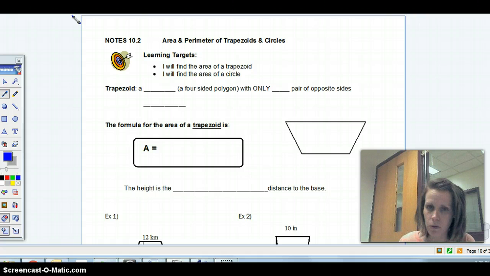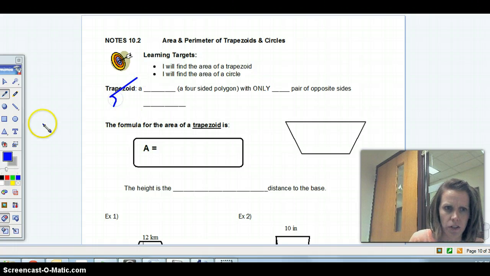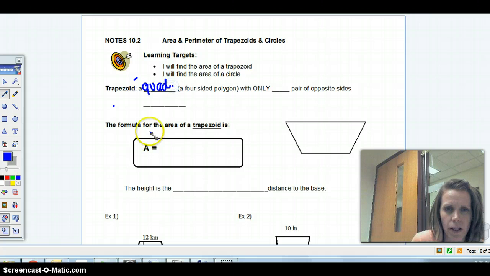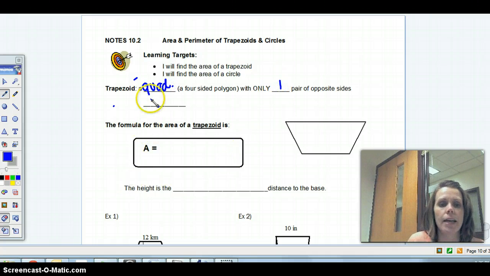So let's start with trapezoids, and we're going to find the area and then go back and do some of the perimeter of these shapes, okay? So a trapezoid is a quadrilateral. We talked about that word yesterday. So quadrilateral has four sides, so a trapezoid has four sides. I'm just going to put a quad here. You guys will know what that means. Quadrilateral with only one pair of opposite sides that are parallel.